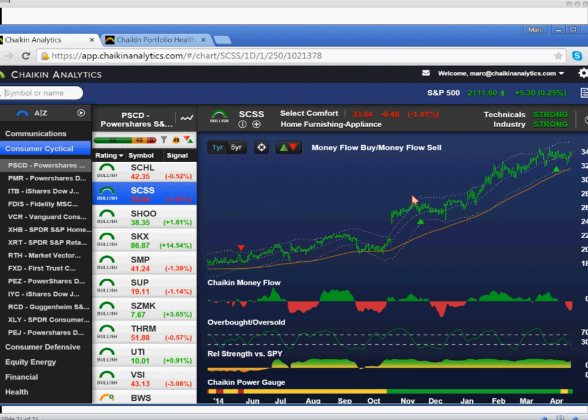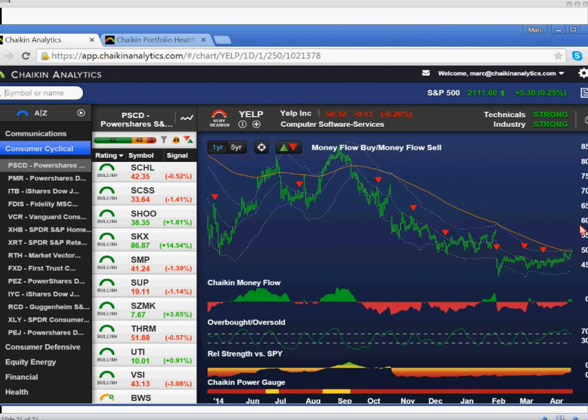A lot of different ways to find healthy stocks within Chaikin and also find the weak stocks to go short. I mean, there are stocks you want to be out of and shorting in this market. Yelp. I mean, I can't imagine, other than a takeover, why anybody would want to be in Yelp. Bearish power gauge, underperforming the market. Institutions are selling the heck out of this stock. Down again today on an up day. This is what Chaikin can do for you, and I think that's a good place to end the webinar.